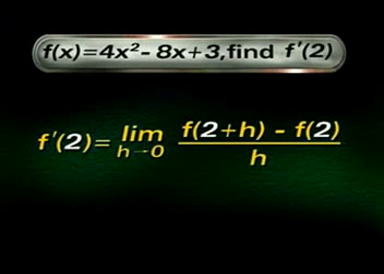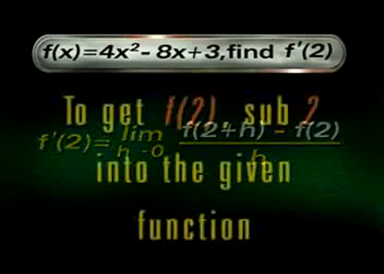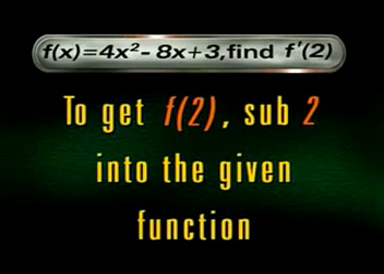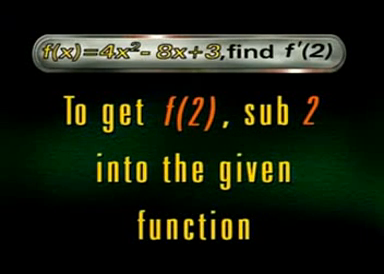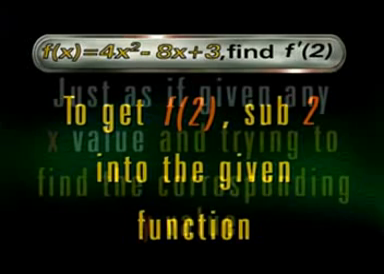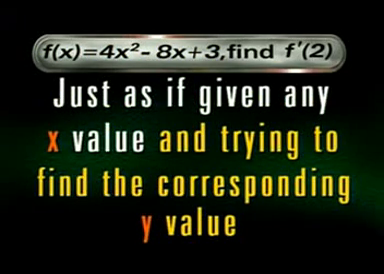Now to complete this substitution, we need to find f of 2 plus h and f of 2. How? Easy. To get f of 2, we'll substitute 2 into the given function, 4x squared minus 8x plus 3, just as we would if we were given any x value and we're trying to find the corresponding y value.